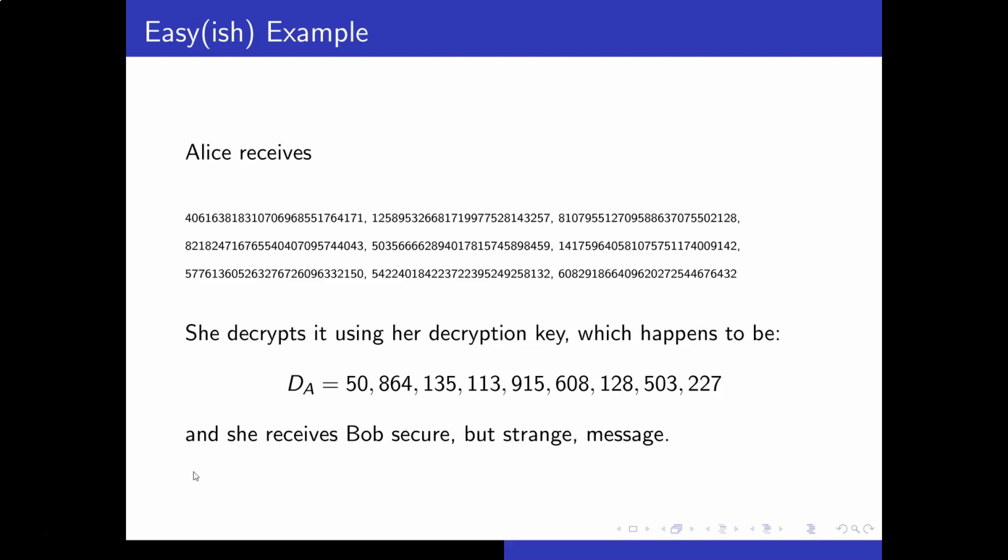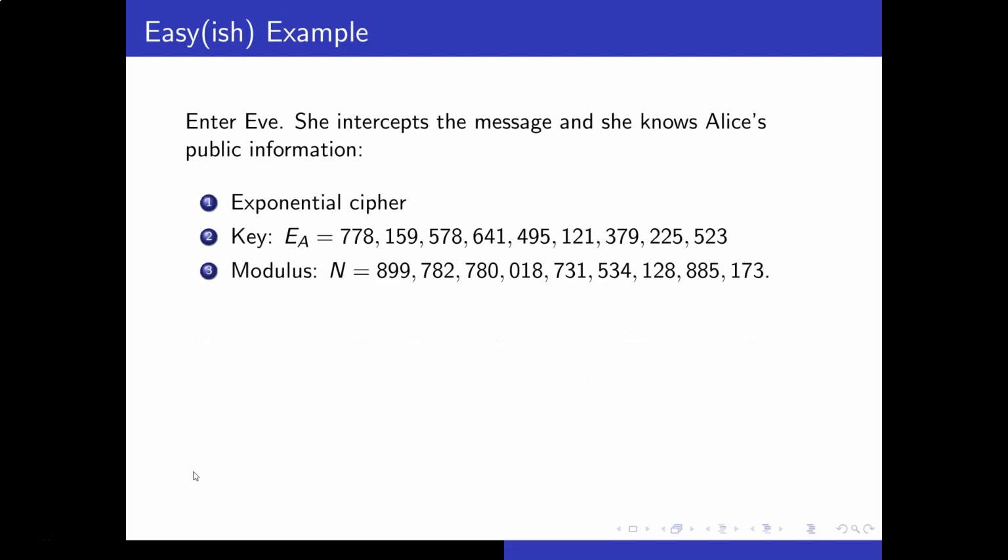Okay, so is it secure though? Because after all, she let out her encryption key. We know in theory how to find the decryption key for an exponential cipher. If I'm using this as my encryption key, then the decryption key is simply the inverse of this number modulo the Euler phi of this number.